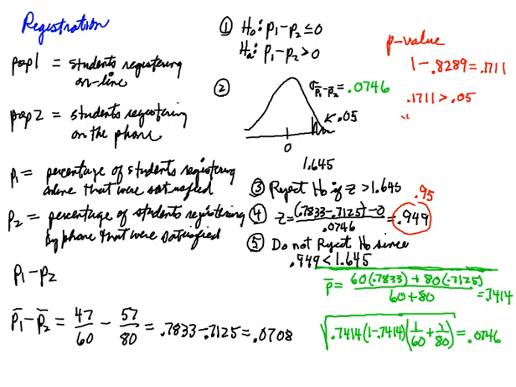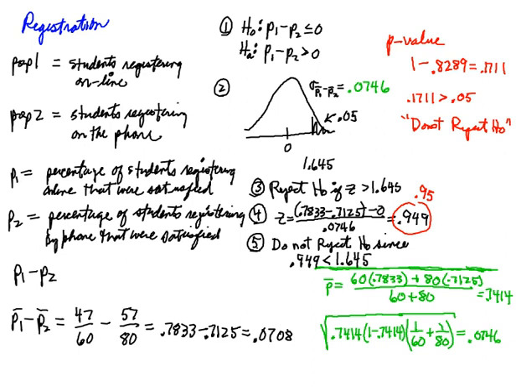So again, this will agree with the conclusion we had earlier by comparing the test statistic to the critical value. Do not reject H sub 0. We don't have evidence to prove that this difference is greater than 0, that a higher percent of students registering online are satisfied as opposed to students registering by phone.